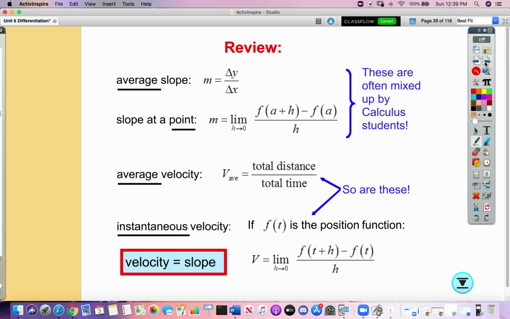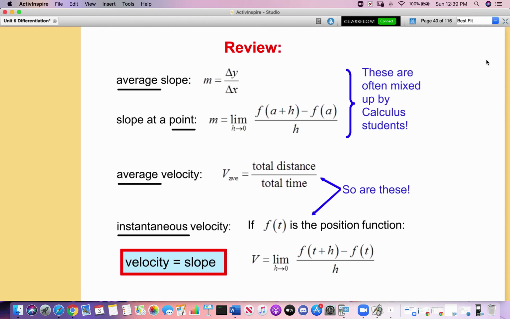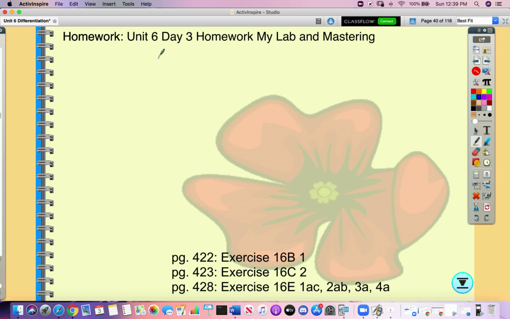So don't be confused, and make sure you ask questions if it doesn't make any sense. For your homework tonight, I'd like you to do Unit 6, Day 3, the homework on My Lab and Mastering, or you can do the homework assignment that's down below from our textbook. If you have access to My Lab and Mastering, that's what I want you to do.